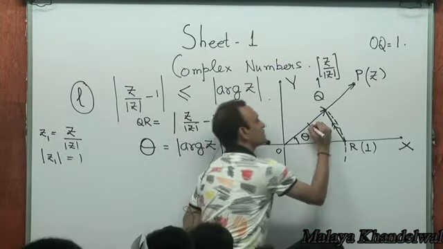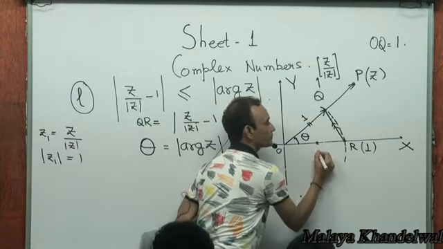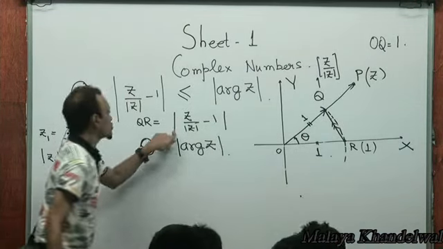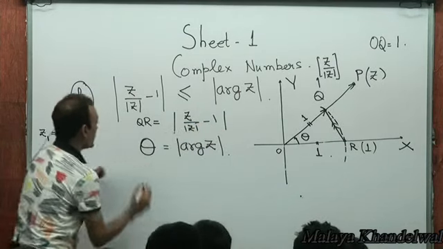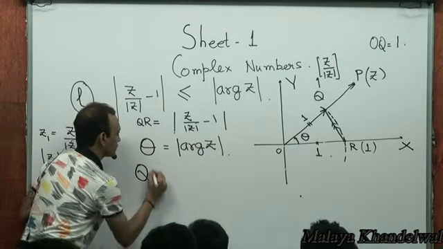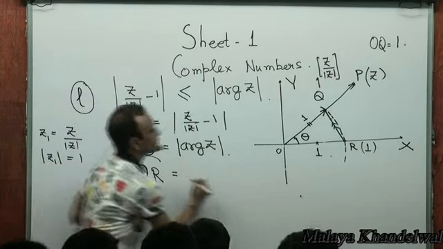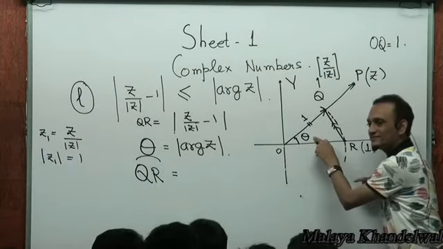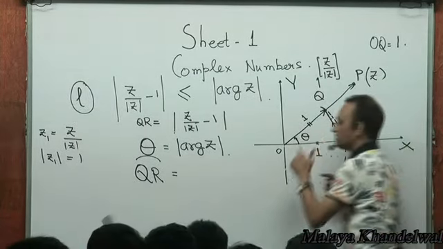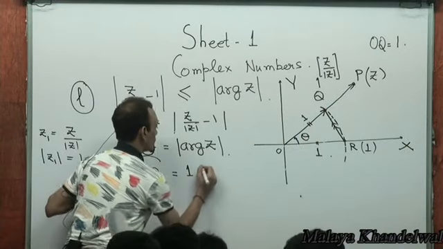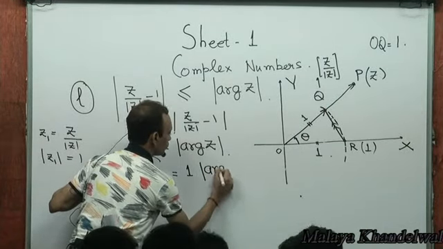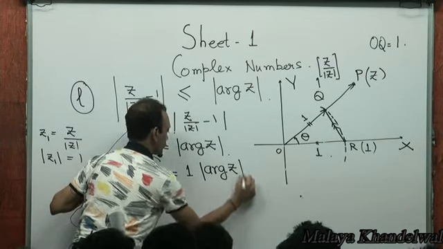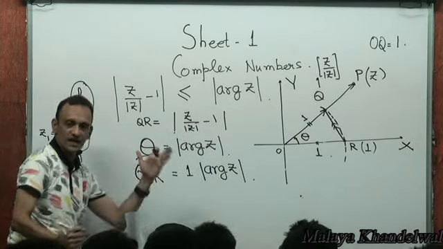The radius of this circle is 1 unit. This is the chord QR. What about the arc QR? It is r theta, so 1 into theta. The arc length s is r theta.